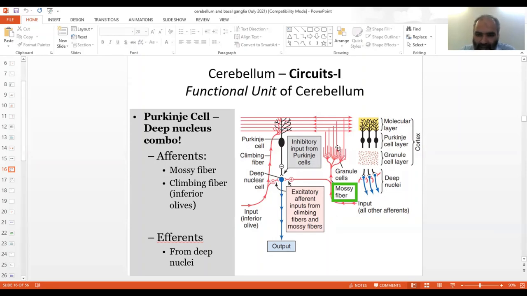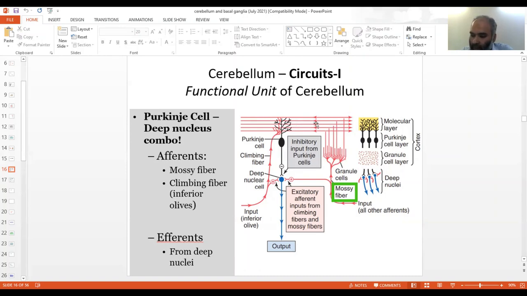Granular cells then send very small axons, less than 1 micrometer in diameter, into the molecular layer. These axons then form parallel fibers, i.e. horizontal fibers, inside the molecular layer. And they extend and do their business, which is many millions of synapses with their respective Purkinje cells.